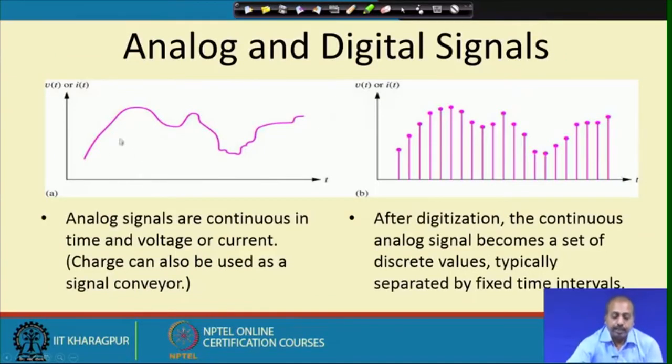With that, if we have an analog signal, I now cannot have information stored for every time instant in my digital system.